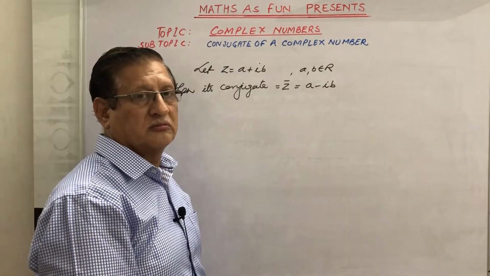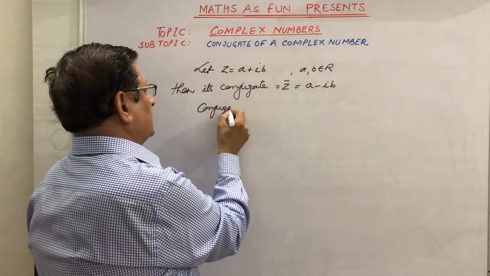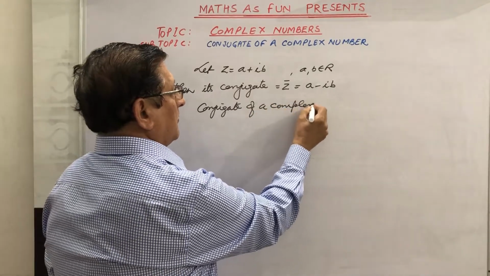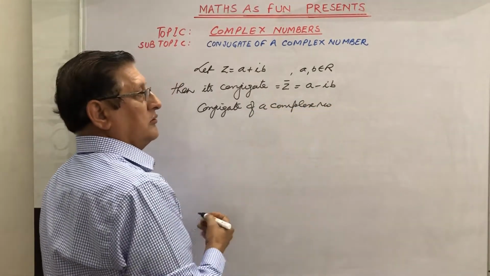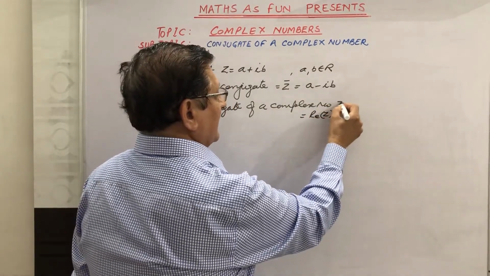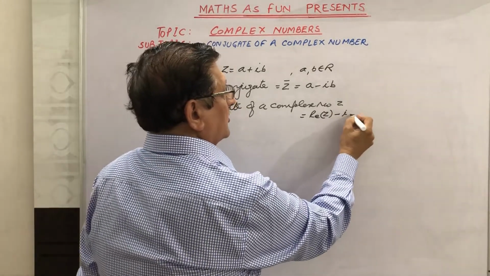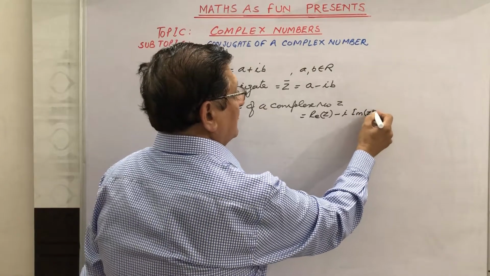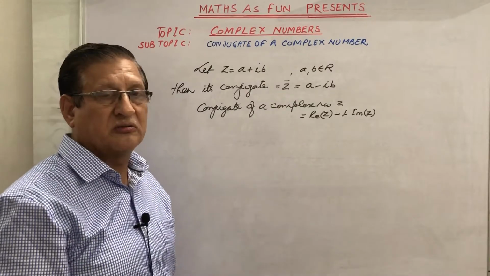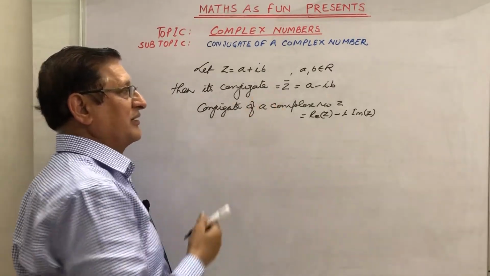It means, if we want to write down the conjugate of a complex number, that can be represented as the real part of z minus iota times the imaginary part of z. It means the sign of the imaginary part is to be changed. That is called the conjugate and is represented by z bar.